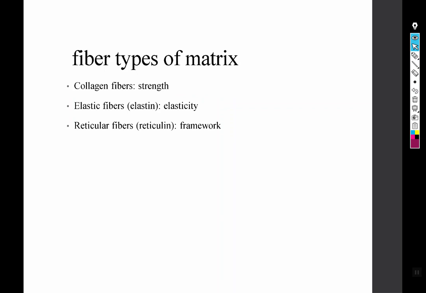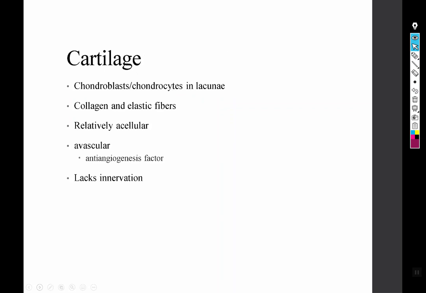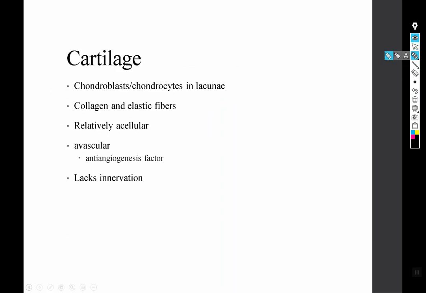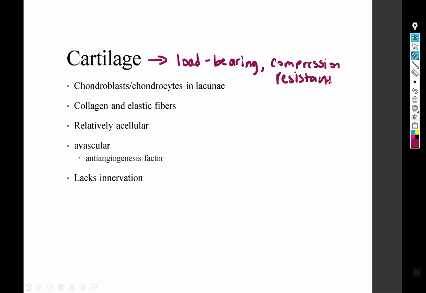Okay, so let's go through the types. We've got cartilage. Oops, I didn't mean to do that, sorry. So cartilage is a rigid, load-bearing, I keep doing that, my bad. I'm trying to draw, and I need to switch over to my drawing tool. I'm going to make this purple because that's the color that hyaline cartilage usually is. So load-bearing, compression resistant tissue. So let's look at some terminology here.